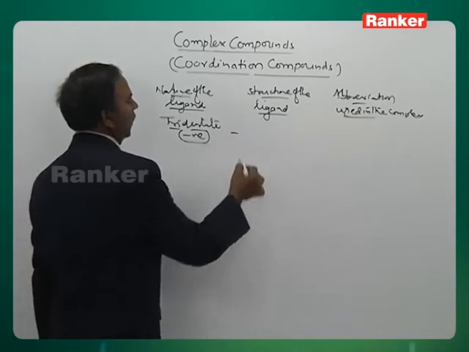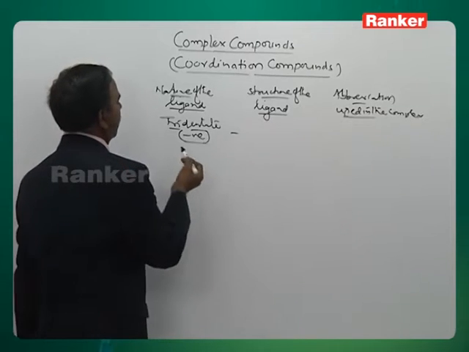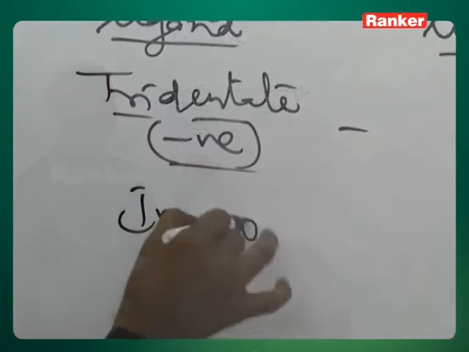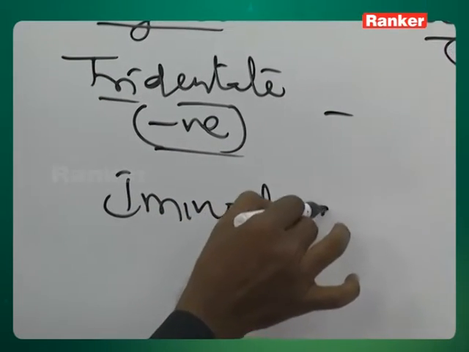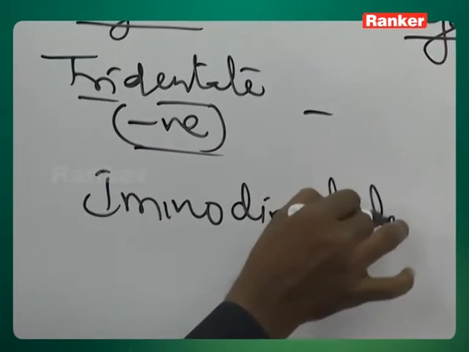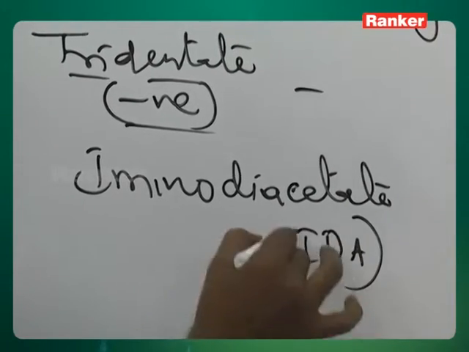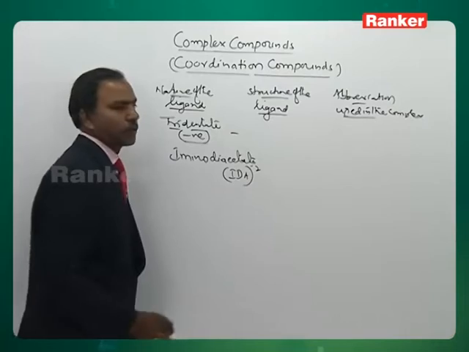Under tridentate negative, let us consider imino-diacetate, IDA. The charge is important over each ligand. It is a -2 charge.